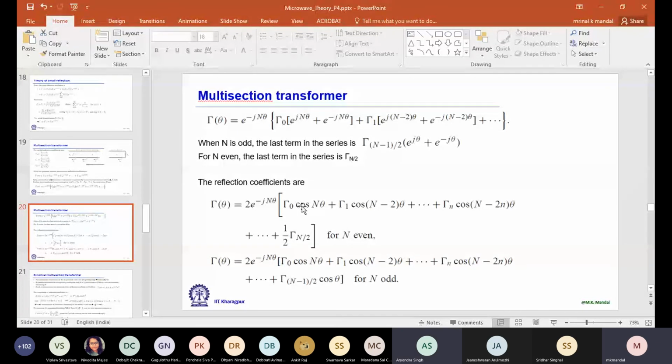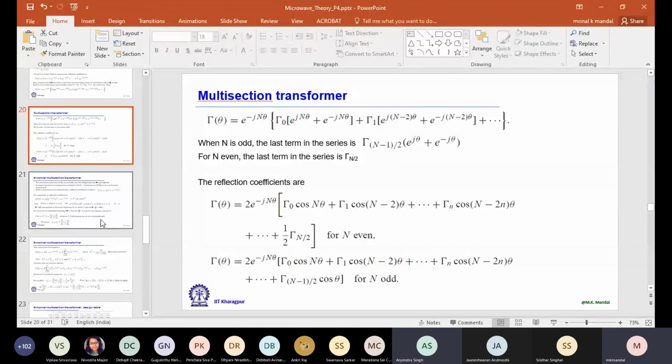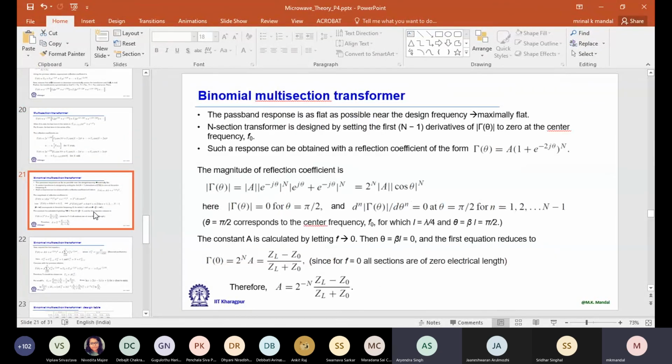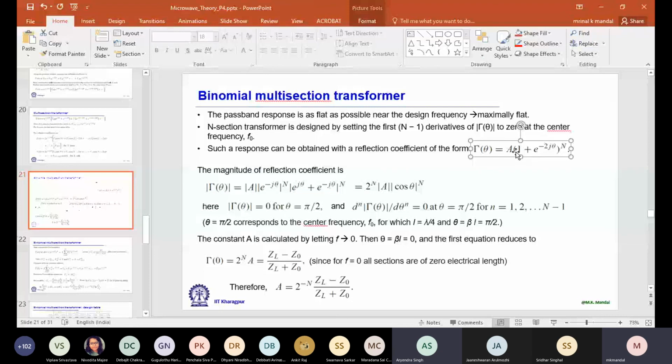Okay, thank you, sir. And the final expression that we started to find out, like A into 1 plus e to the power minus j theta to the power n, this one, e to the minus 2 j theta to the power n. So this we got from somewhere, or we just say that we can obtain a response from it.